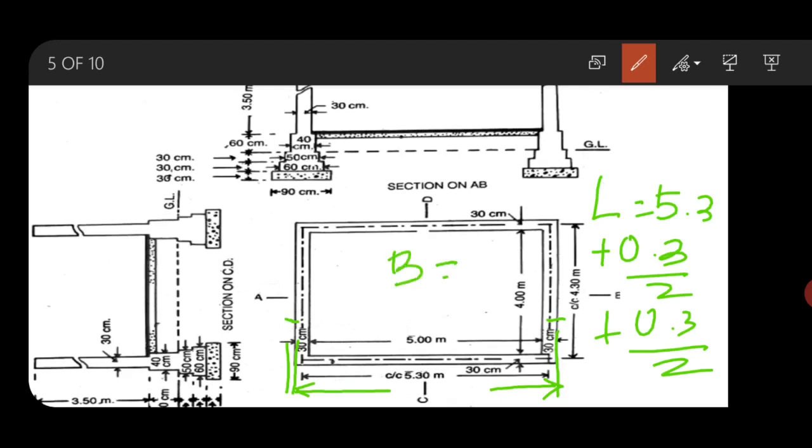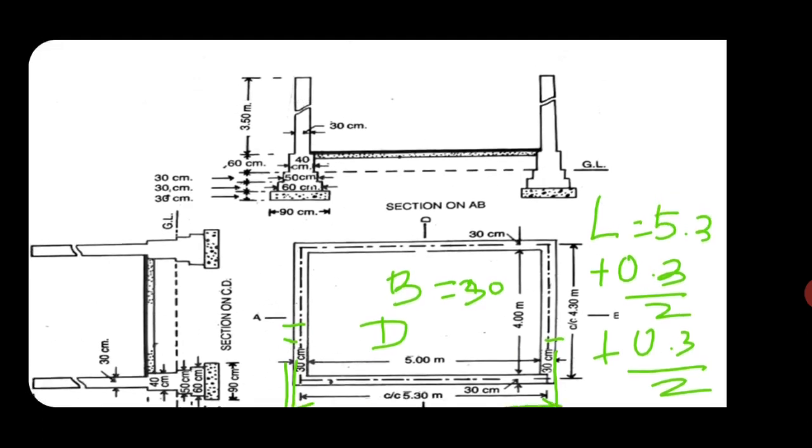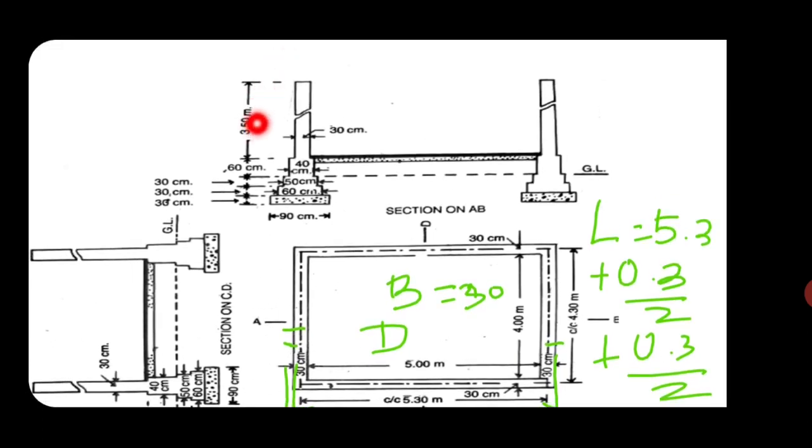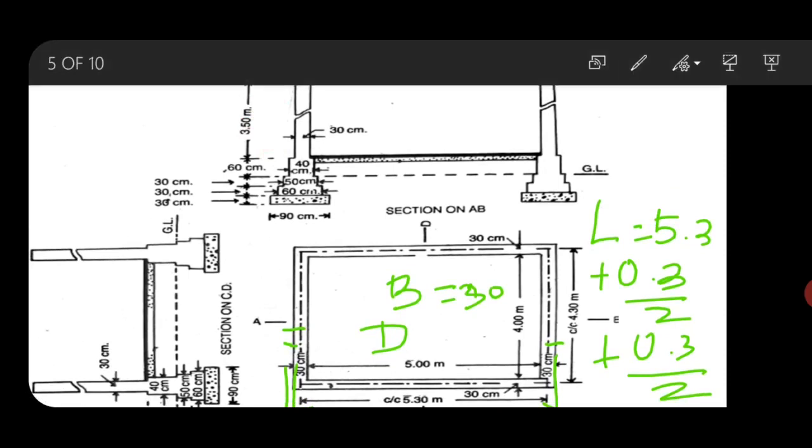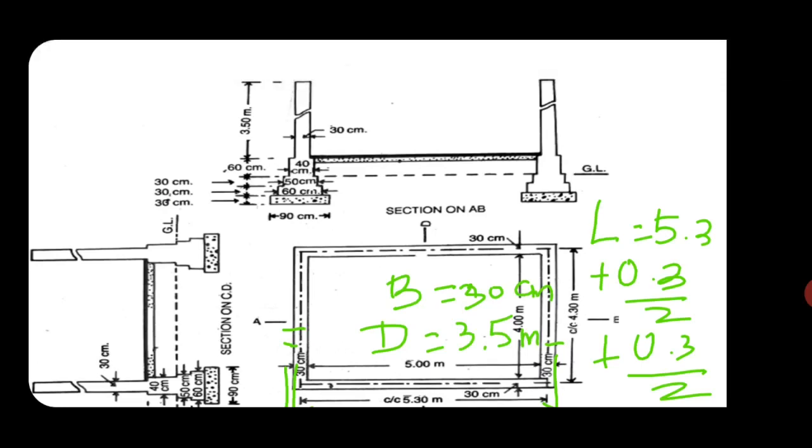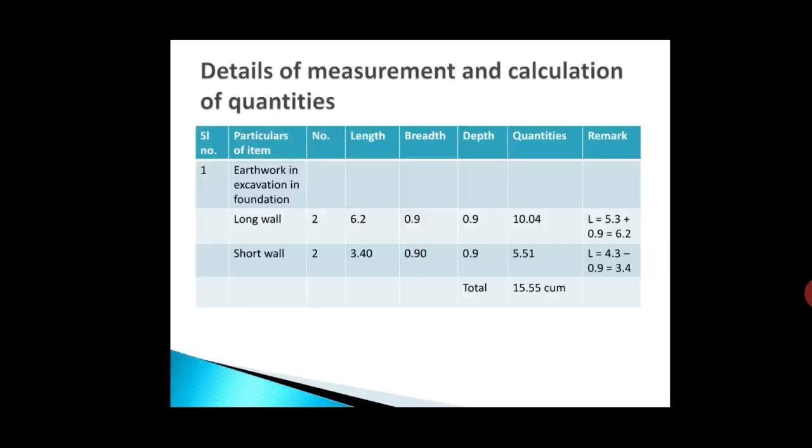So what about the breadth? Breadth will be equal to 30 centimeter. Okay. And what about the depth? So depth or height here is equal to 3.5 meter. So depth will be equal to 3.5 meter. This is 30 centimeter, this is 3.5 meter. So now we will move to our details of measurement form.